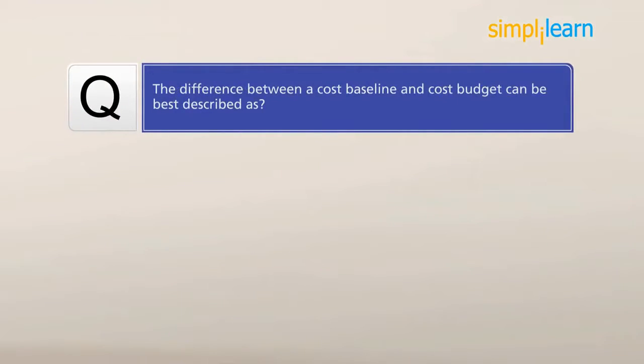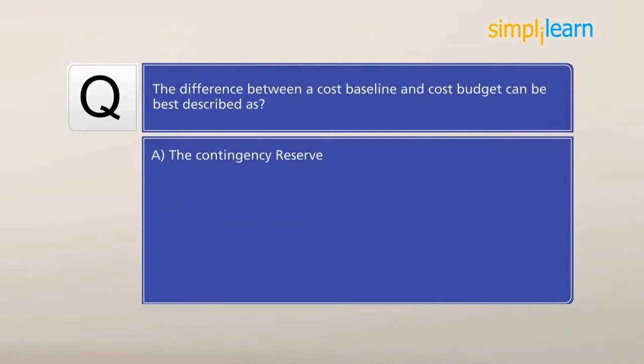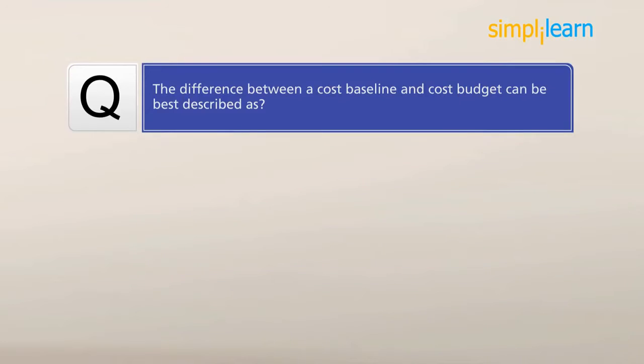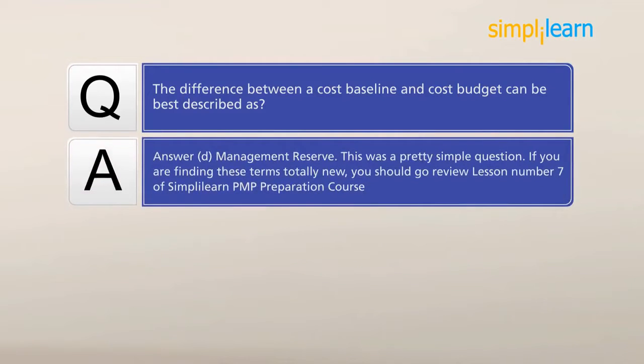Let's take a look at one more question. The difference between a cost baseline and a cost budget can be best described as A, the contingency reserve, B, the sunk cost, C, project cost estimate, or D, the management reserve. The answer is D, management reserve. And that was a pretty simple question.